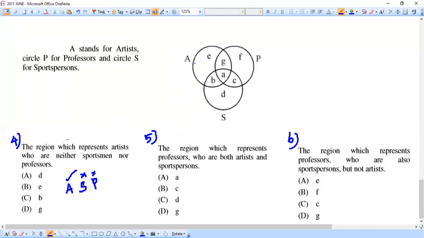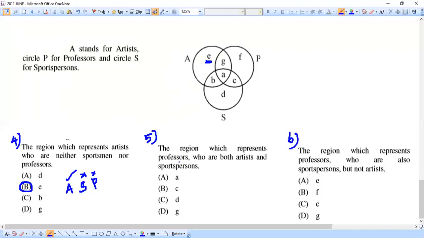Artists corresponds to this entire circle, this left hand side top circle, inside which we have E, G, A, B, everything. But we don't want sportsmen and professors. In the sense, this G, this B, this A, everything has to be rejected. So that means we will take only the artists into account. So only this E will be left. So E is the answer, which is matching with option B. Very simple, right? Come to the next question.